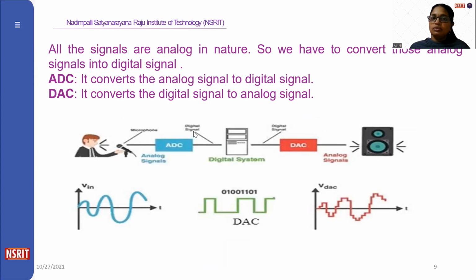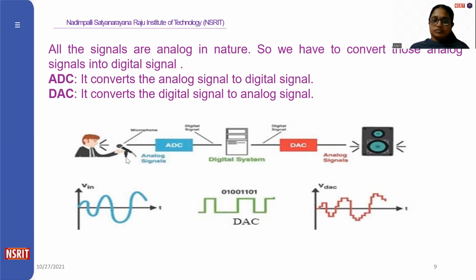Nowadays we are all using digital systems, so we have to convert the analog signal into a digital signal to process the signal. To convert analog to digital, we use an ADC, an analog to digital converter. The ADC converts the analog signal into a digital signal. The DAC converts the digital signal into an analog signal. That is a circuit that converts analog to digital and digital to analog.